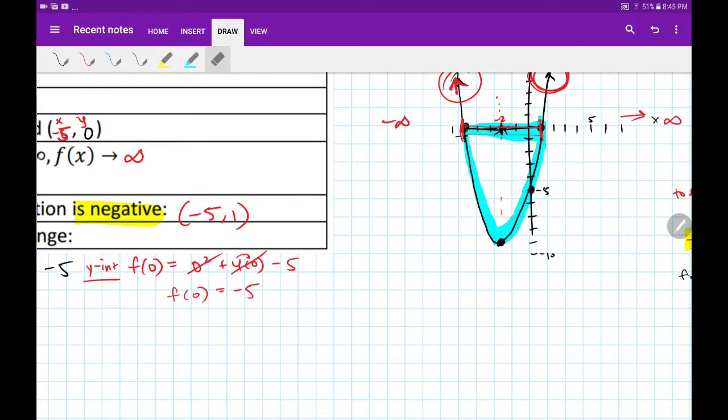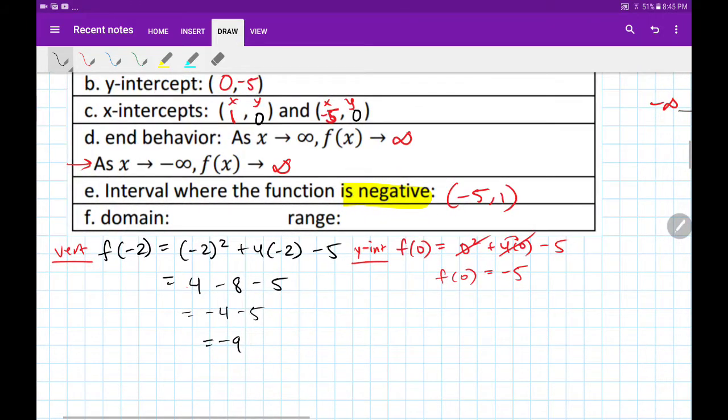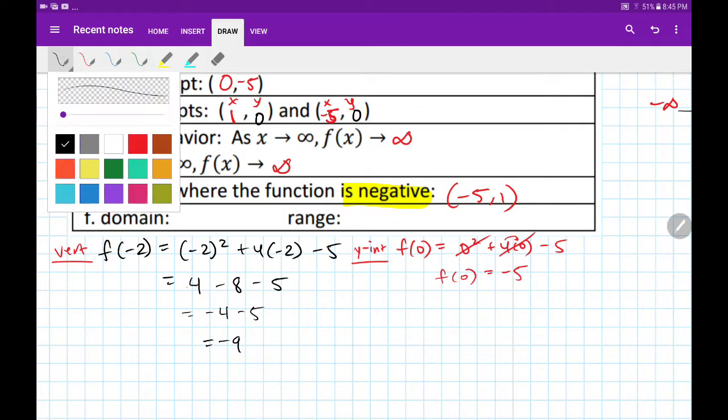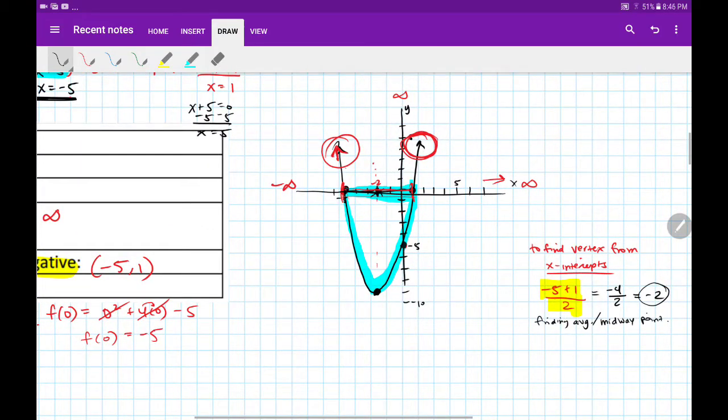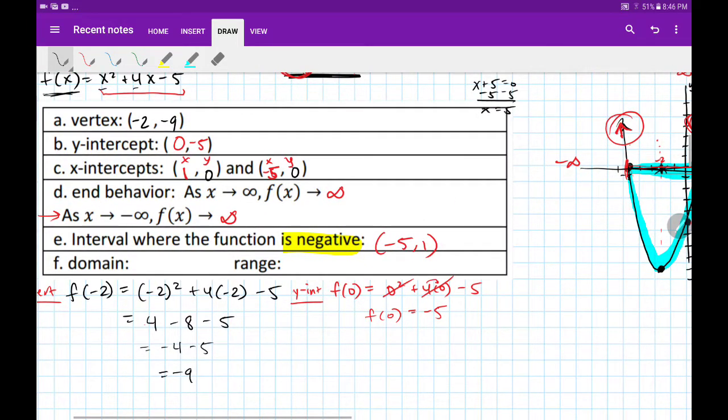Now, last but not least, we've got to report our domain. So our domain, recall, for all quadratic graphs is always going to be -infinity to +infinity. Our arrows are going to the left and to the right forever in both directions.